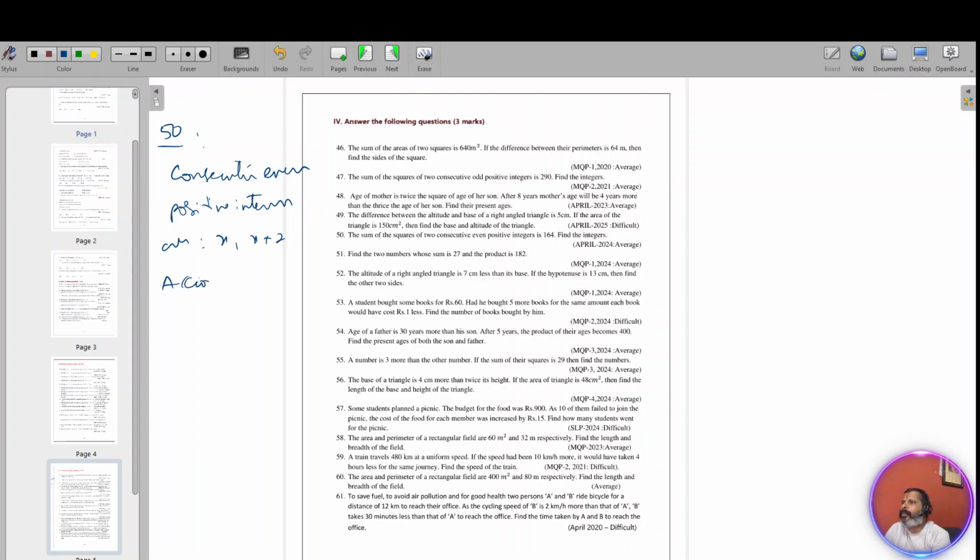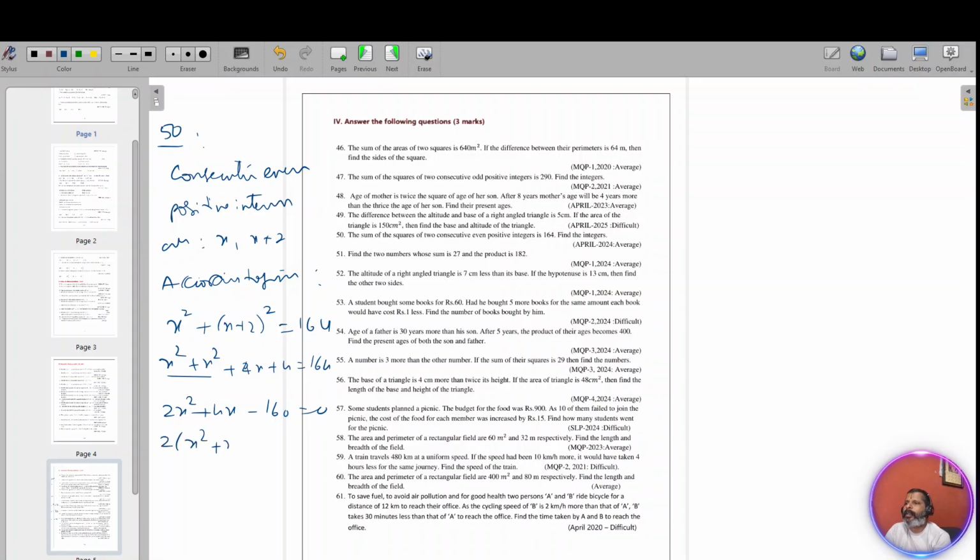You say according to the given, sum of squares of consecutive even integers means x square plus x plus 2 whole square is 164. So you construct an equation. I hope you can do this. This is a plus b whole square. x square plus x square becomes 2x square plus 4x plus 4 is equal to 164. Minus 164 plus 4 is minus 160.